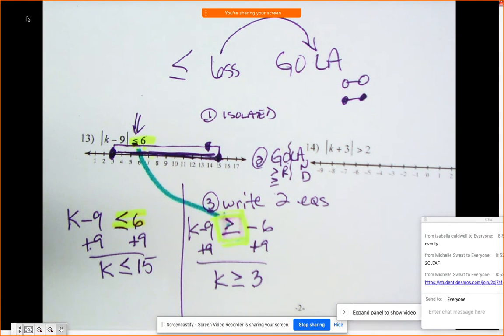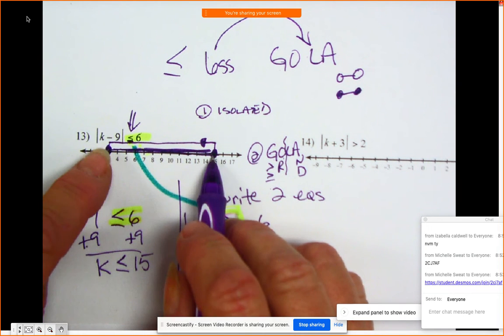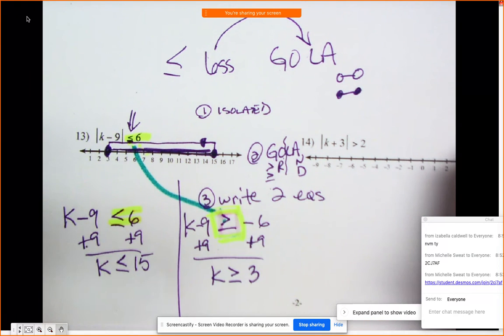And then I'll show you an OR graph. A greater than is an OR graph. So you have to graph it on the same number line. That one's an and graph. And let me show you an OR.